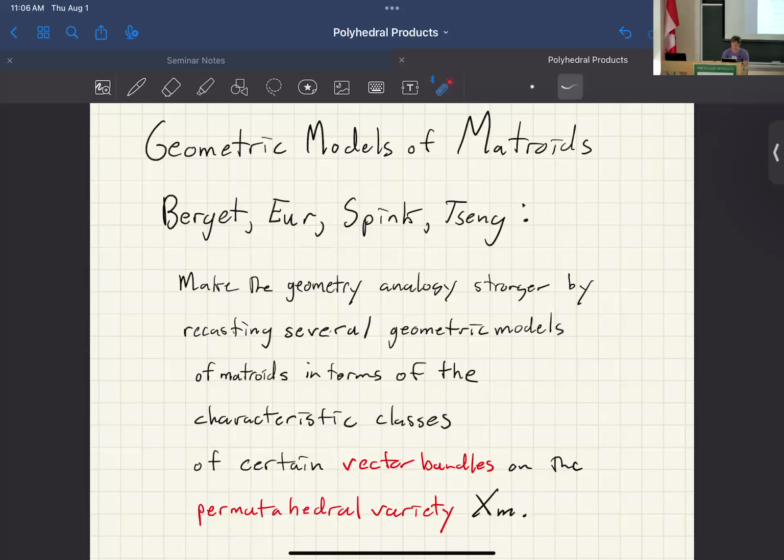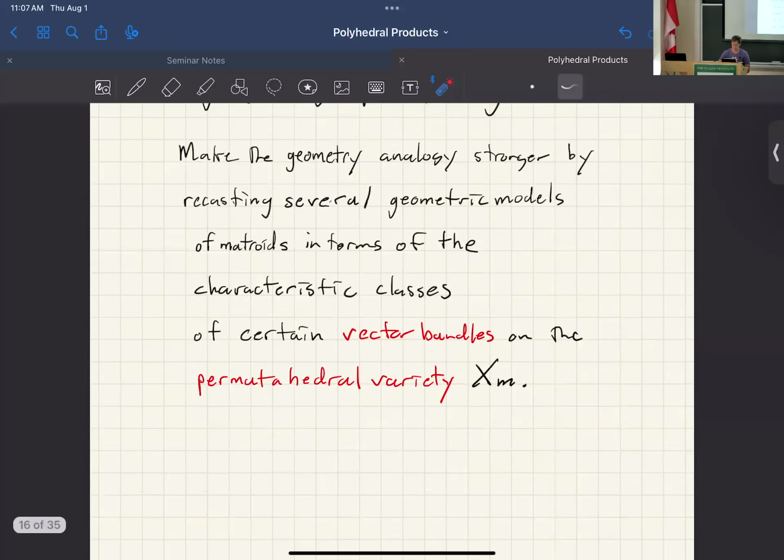So what they do is they make this analogy with geometry stronger by recasting both this geometric model and other geometric models of matroids in terms of the Chern classes and K-class of certain vector bundles on a certain toric variety, the permutahedral variety. So they show that these cool intersection theory properties can emerge from the positivity properties of certain vector bundles. All right.